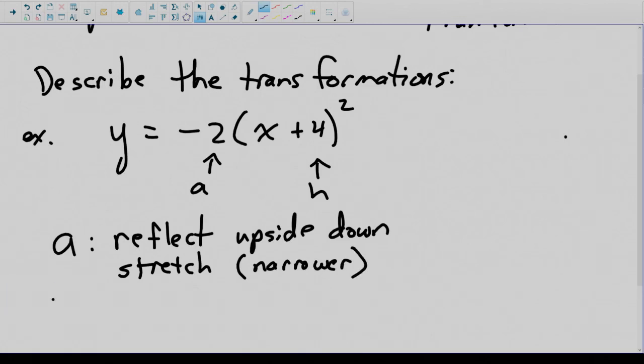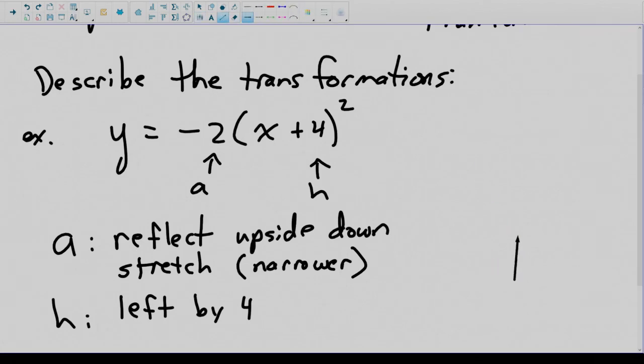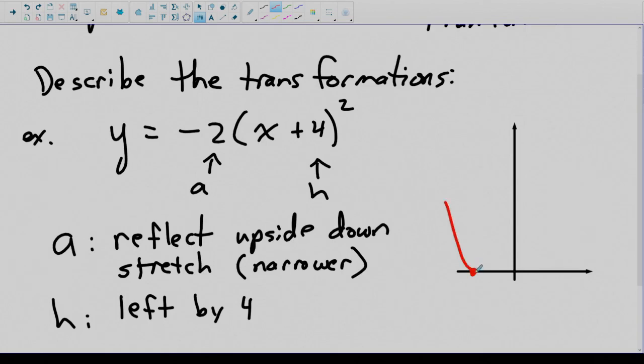And then what does the h value do? The h value is plus 4. And that does the opposite of what we think. So it's moving the parabola left by 4. And what's nice about this is, what if I just asked you to sketch this without a table of values? Well, you should now be able to tell me that the parabola is going to have a vertex here at negative 4 and is going to be narrower, which I'm having trouble drawing here, sorry, but it's going to be narrower than a regular parabola.